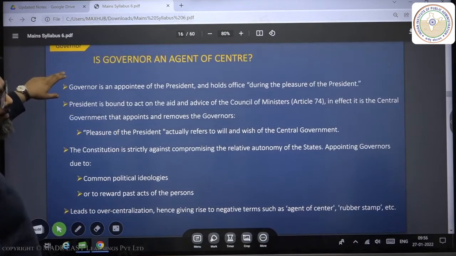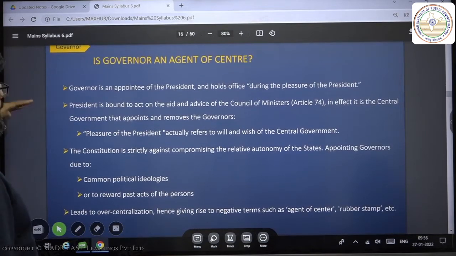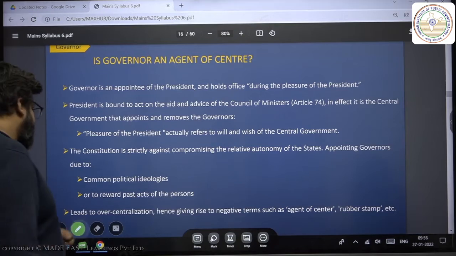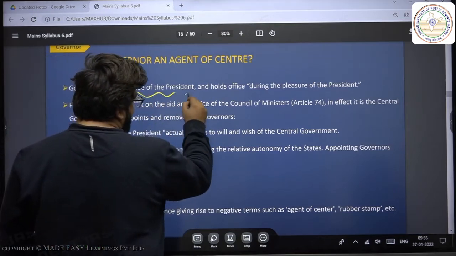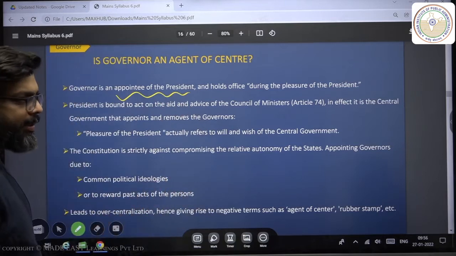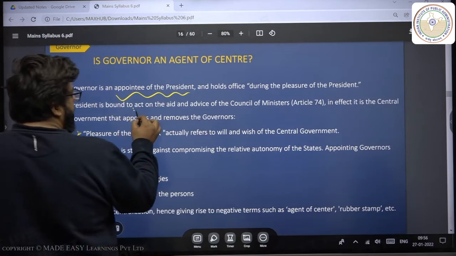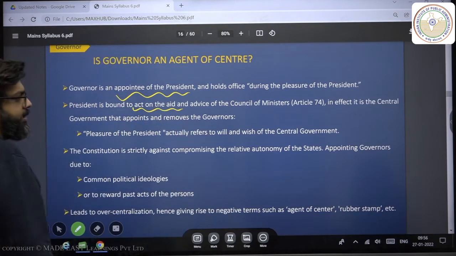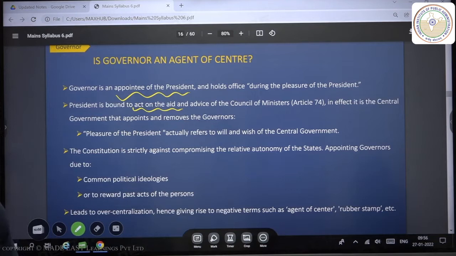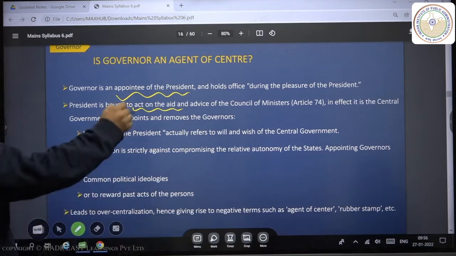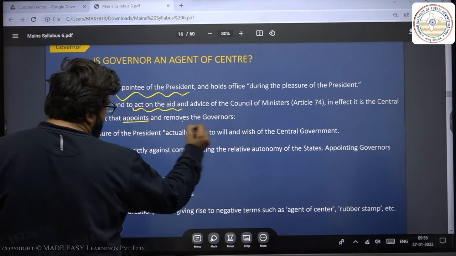Then comes the question that every UPSC aspirant often grapples with. Is the governor an agent of the center or not? Now you see, the governor is an appointee of the president and therefore holds office during the pleasure of the president, right? Now this is also true for the president. Now you must understand that the president is bound to act on the aid and advice of the Council of Ministers as per Article 74, and therefore it is the central government that appoints and removes the governor.